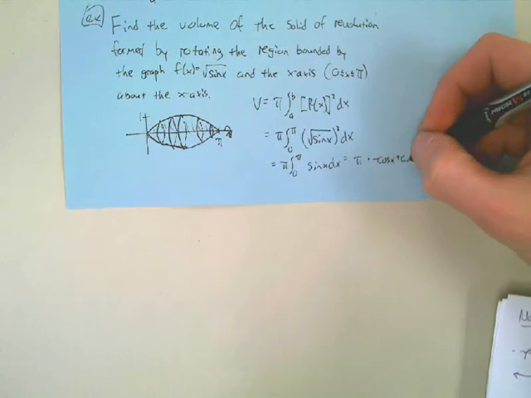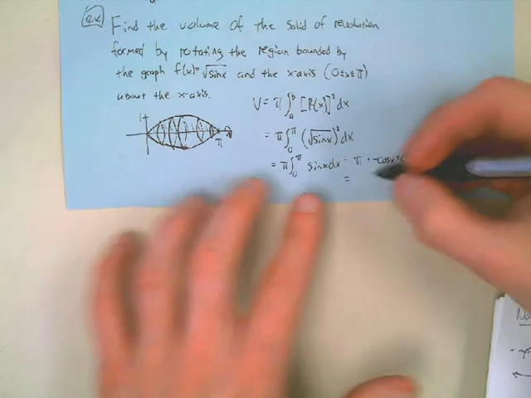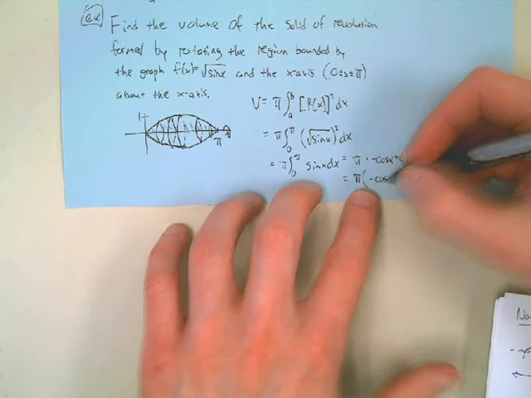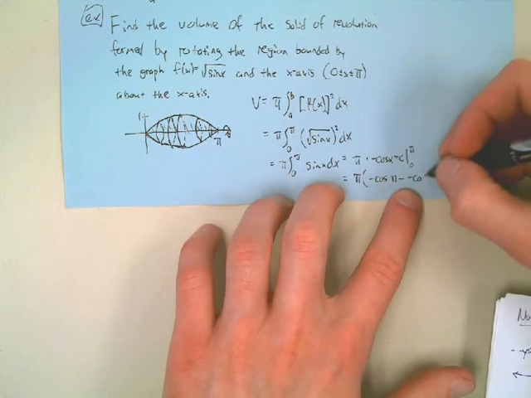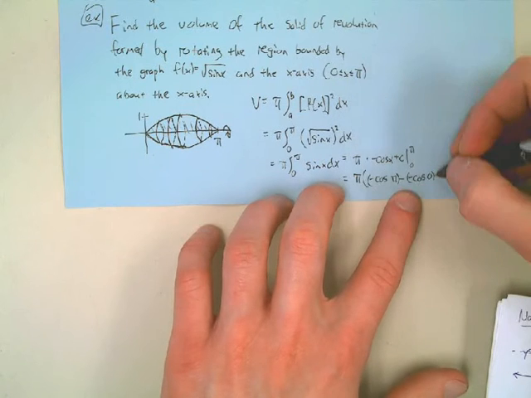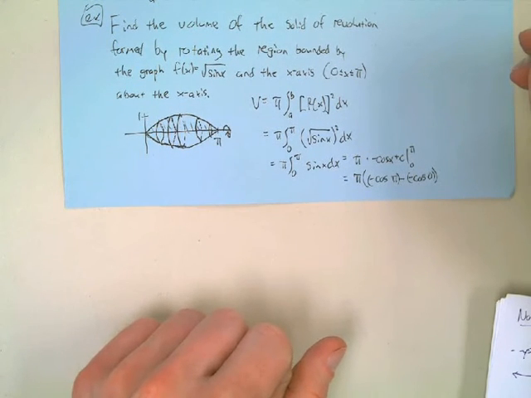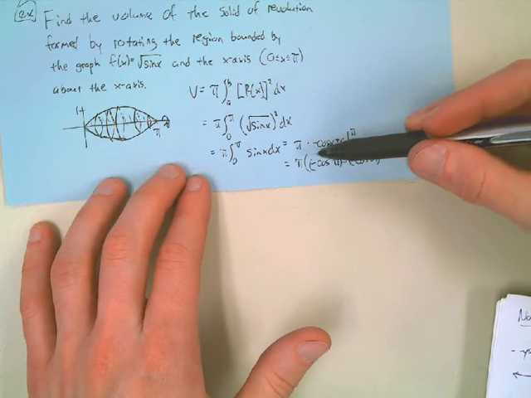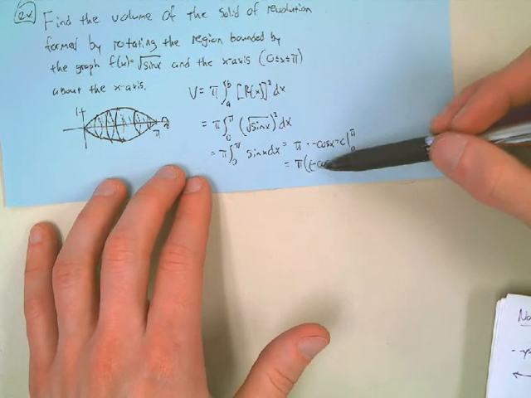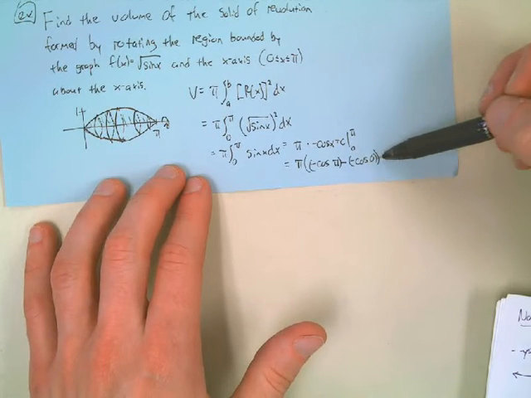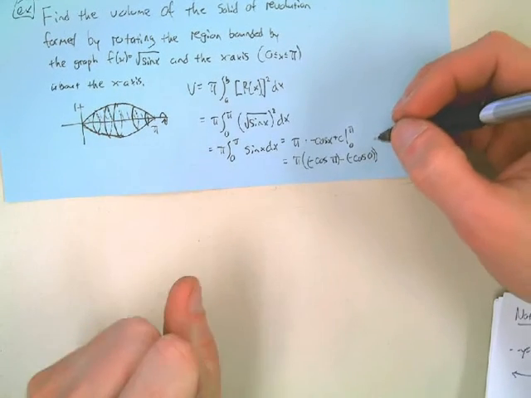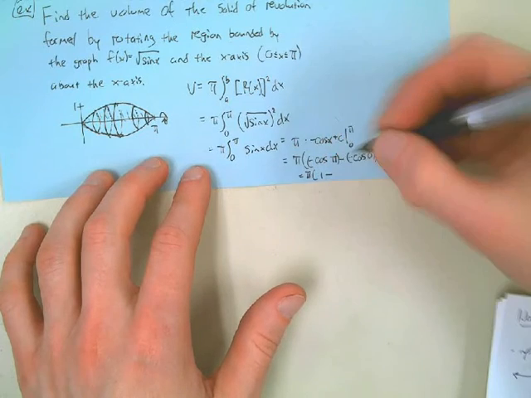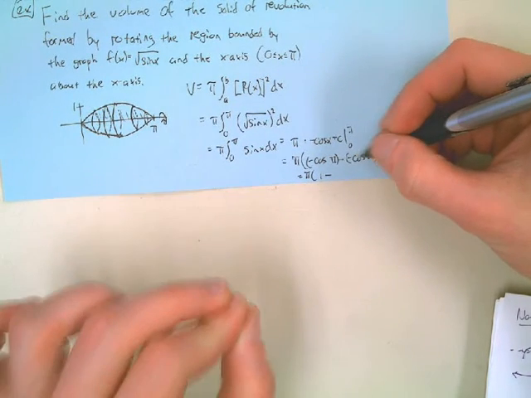Okay, and so I'm going to say pi times negative cosine of pi minus negative cosine of 0. We just plug in our upper limit. All right, I left the pi out. If you wanted to, you could distribute the pi through and say negative pi cosine pi minus negative pi cosine 0. What's cosine of pi? Cosine of pi is negative 1, so negative negative 1 becomes positive 1. So it's pi times 1 minus what's cosine of 0? 1. So it's negative 1, but it's minus negative 1, so it becomes just 2 pi. So the volume of that solid is 2 pi.